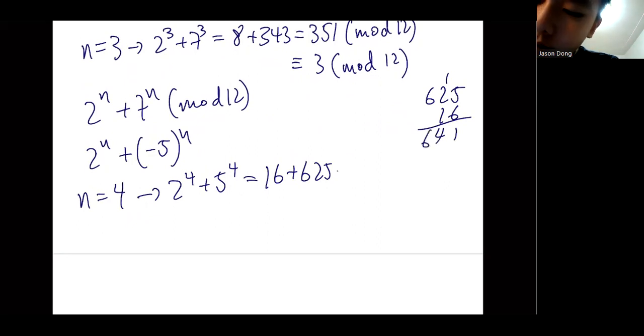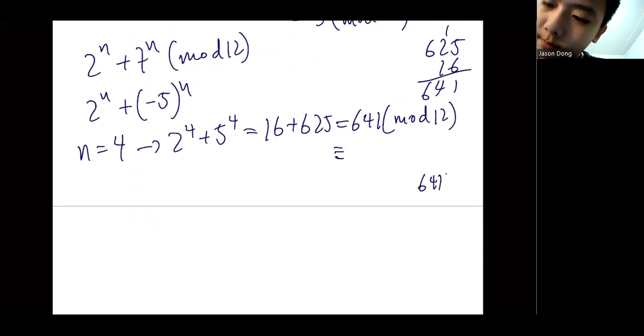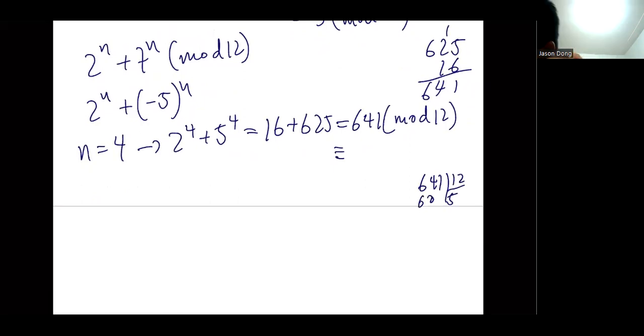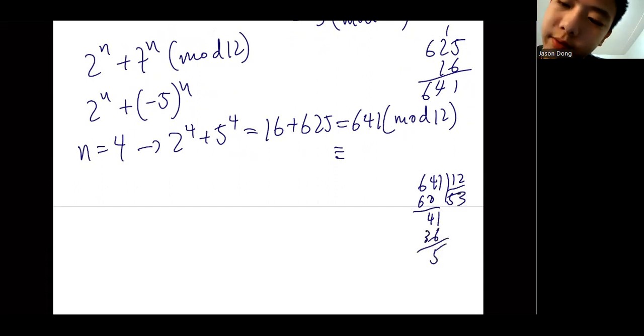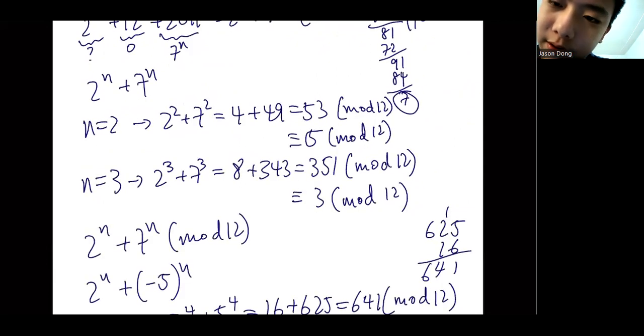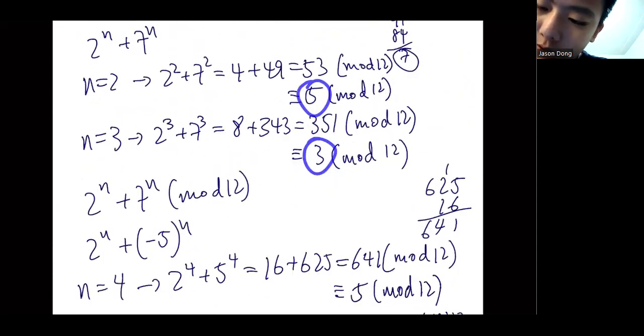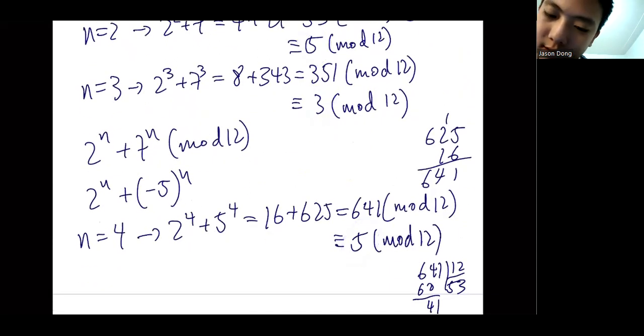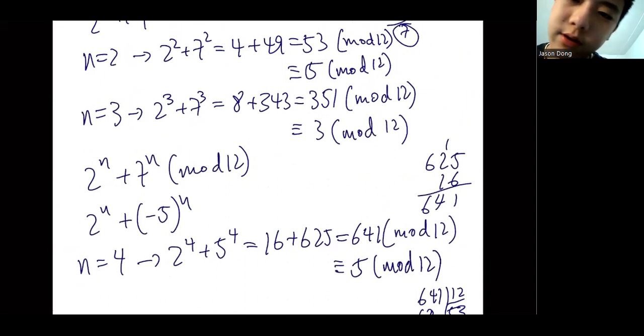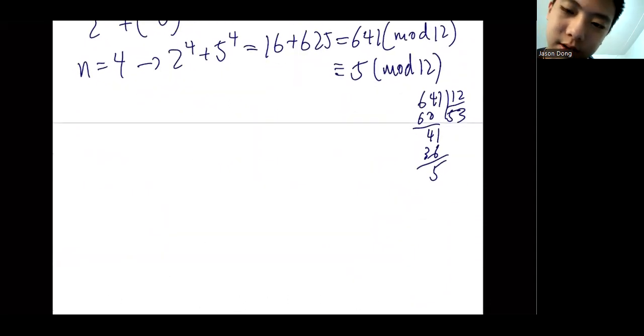So we had 6 to 641 mod 12. That's 41, 12, that's 36. We have a remainder of 5. That's pretty odd because we had a 5 here and we have a 3 here, and again we have a 5 here. So probably we're seeing a pattern. But let's try n equals 5.